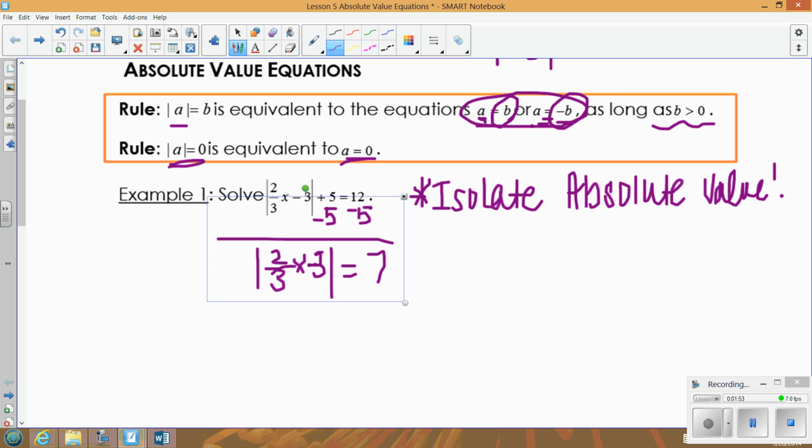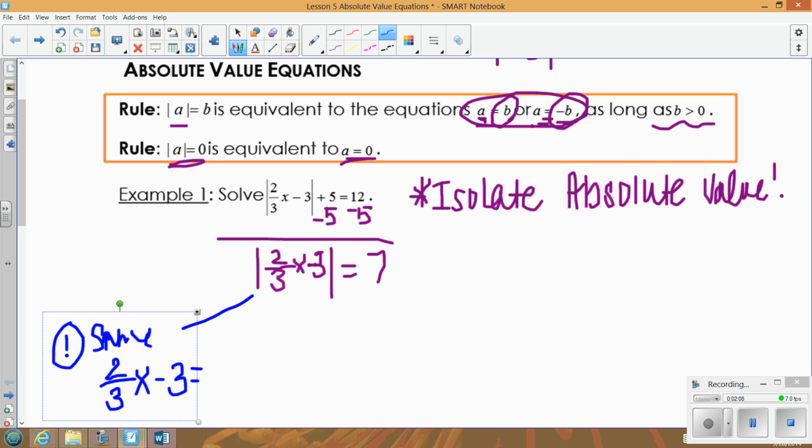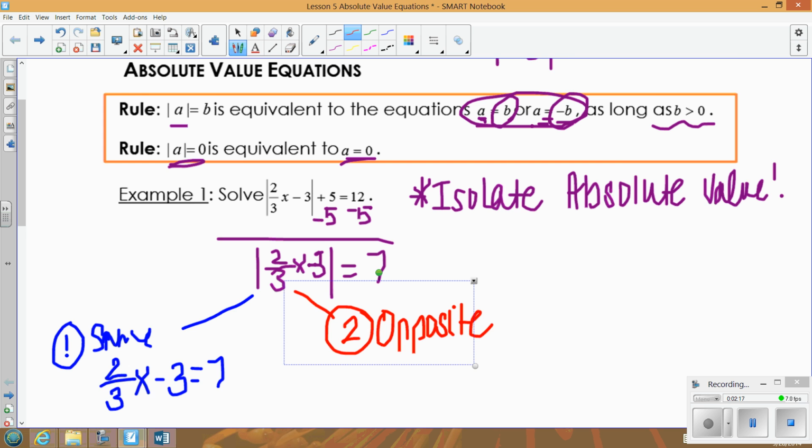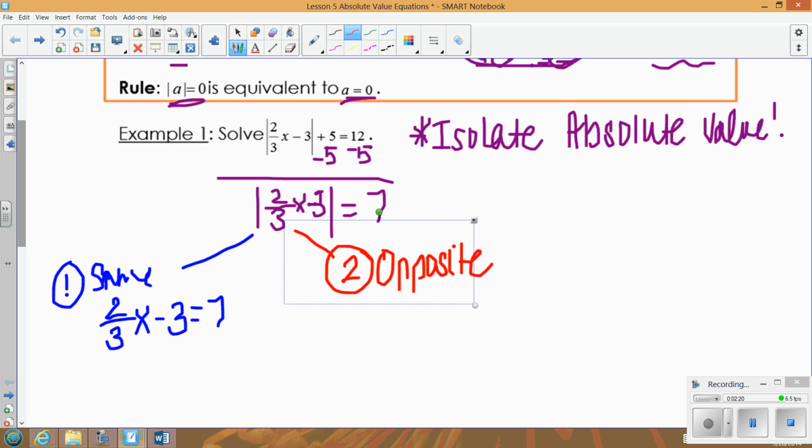Then you're going to set this into two situations. You're going to have a positive case, which just means keep everything the same, so it's 2/3 x minus 3 equals 7. And then you're going to have the negative case. The negative case means you write the opposite. You're going to negate that 7, because what happens if the inside was originally negative? You can take care of that by just negating the 7. So you drop the absolute value bars and negate the 7. And now we just have two equations.